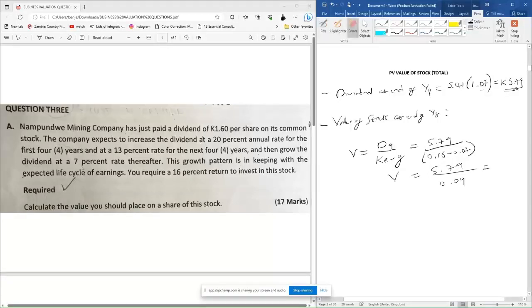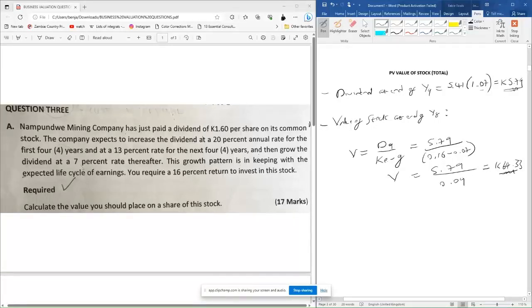So our value of stock at the end of year 8, after using the dividend at the end of year 9, our growth rate of 0.07, as well as our cost of capital of 16%, which is 0.16, we are going to have a value of stock at the end of year 8 of 64 kwacha 33 ngwe.